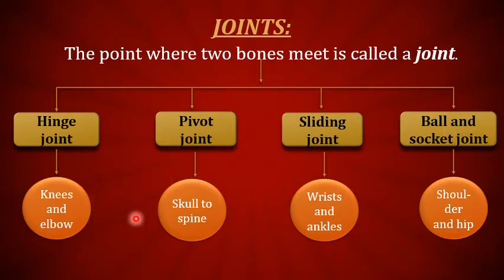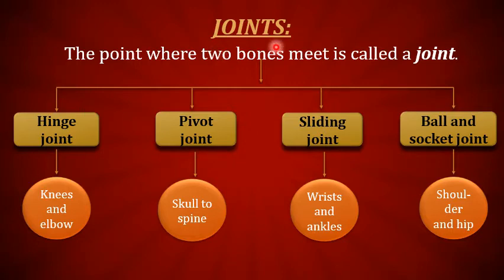One example I have given here: hinge joint. The best examples are the knee and elbow. Pivot joint, skull to spine, that the skull is attached to the spine, so that is the pivot joint. Sliding joint, the wrist and ankles. Ball and socket joint, that is the shoulder and hip bones. Okay, so we are going to learn about them.